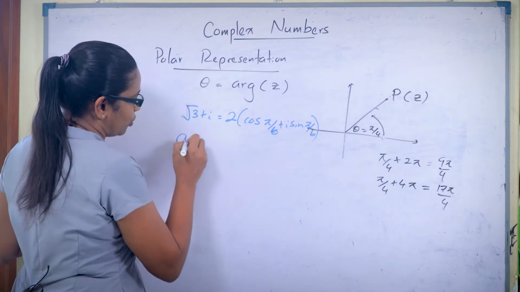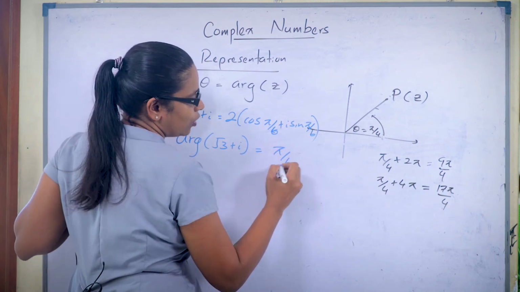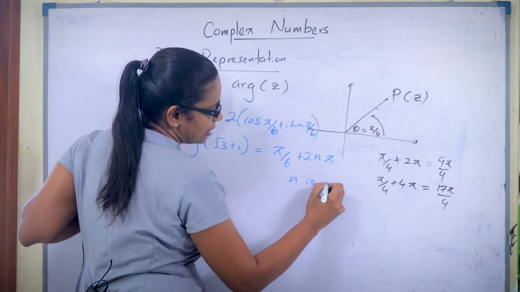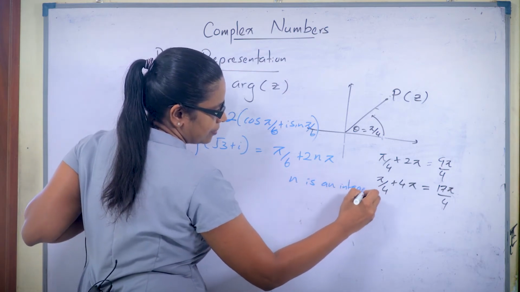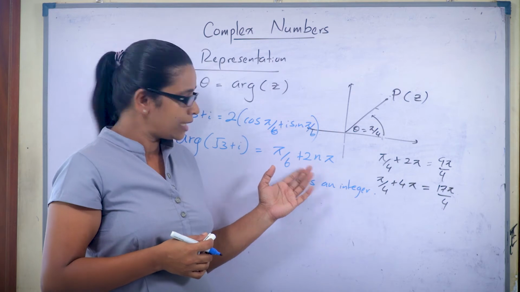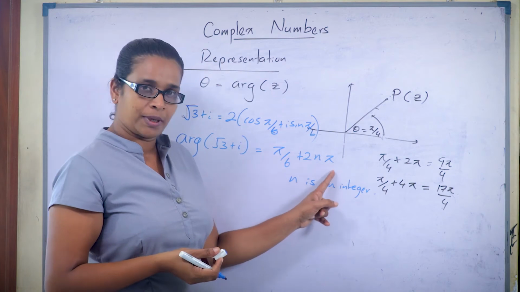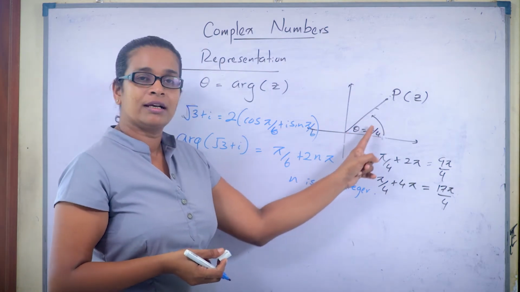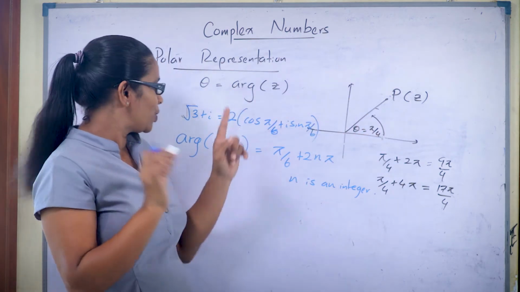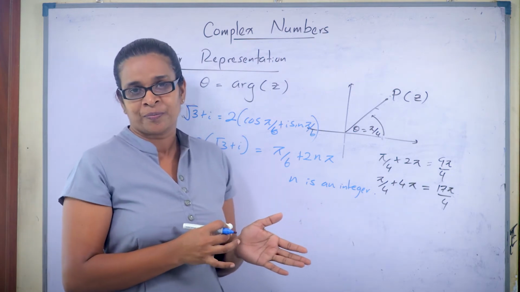So if I write the argument, it is 5π over 6 plus 2nπ, where n is an integer. Can you understand the reason for writing the argument of z this way? By adding multiples of 2π, you can represent all the angle values corresponding to this position. So when you use simple arg, you have to remember it represents all the angles corresponding to this position.